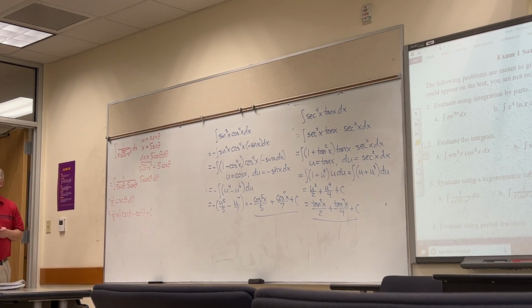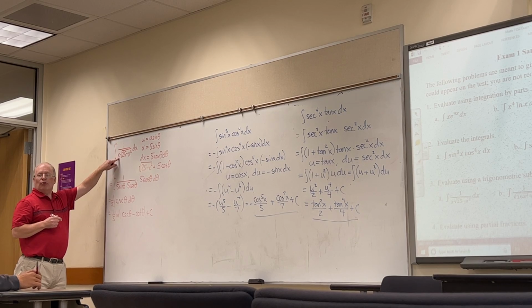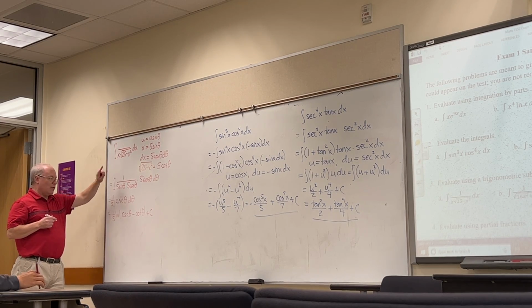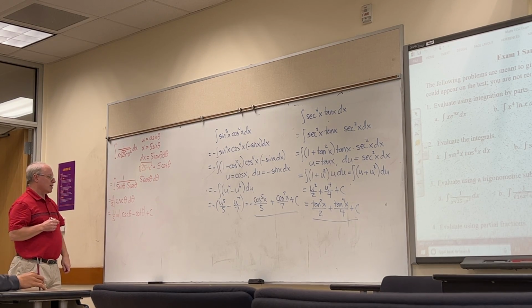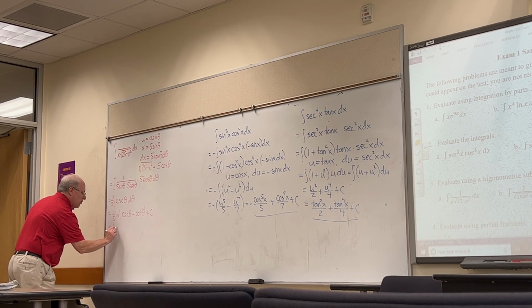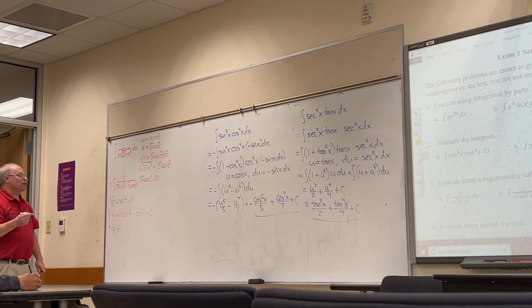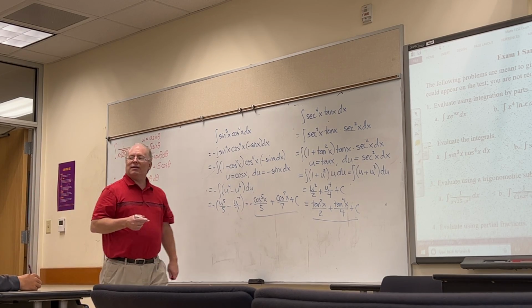Now, is that the final answer? I imagine not. Well, the original integral was in terms of x. So we need to get the answer in terms of x. So we need to figure out what cosecant of theta and cotangent of theta are in terms of x. Well, how can we do that?